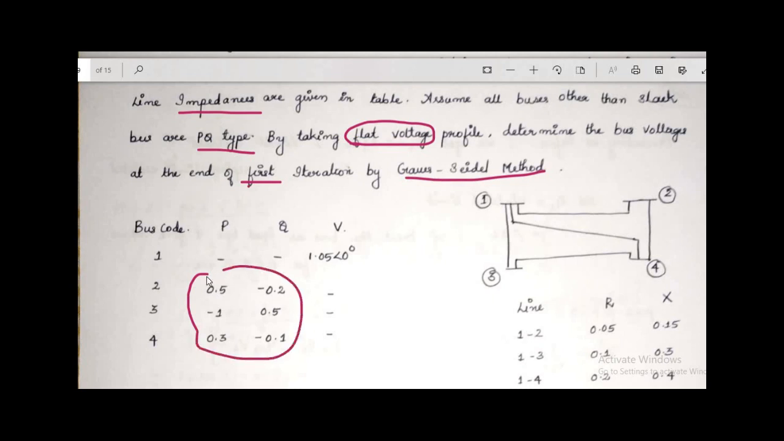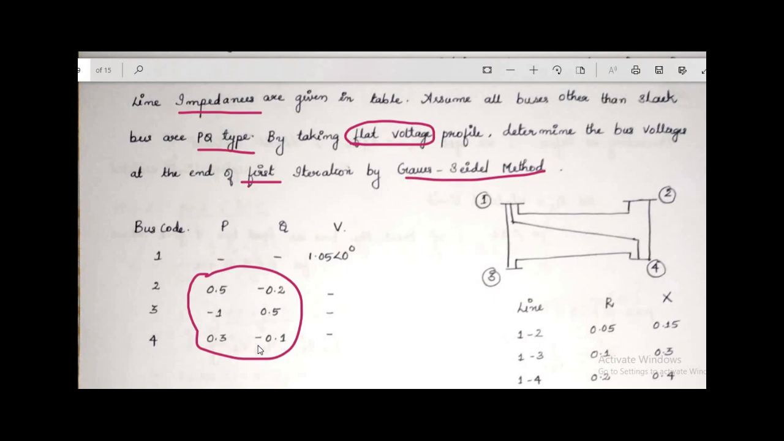Just observe this question. Here the sign, that is the polarity of these powers, is given directly in the question itself, whereas in the previous question every value was given as positive and it was up to us to give the positive or negative sign. So what did we do? We considered the load buses as negative and the generator buses as positive. But in this question, it is not our choice. The question itself states which values are positive and which are negative.